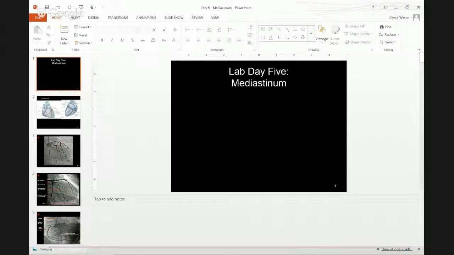And again, here we can see the apex of the heart contacting the anterior portion of the chest wall and the base. And can you guys tell me what chamber makes up the base of the heart? The base of the heart is made up by the left atrium.